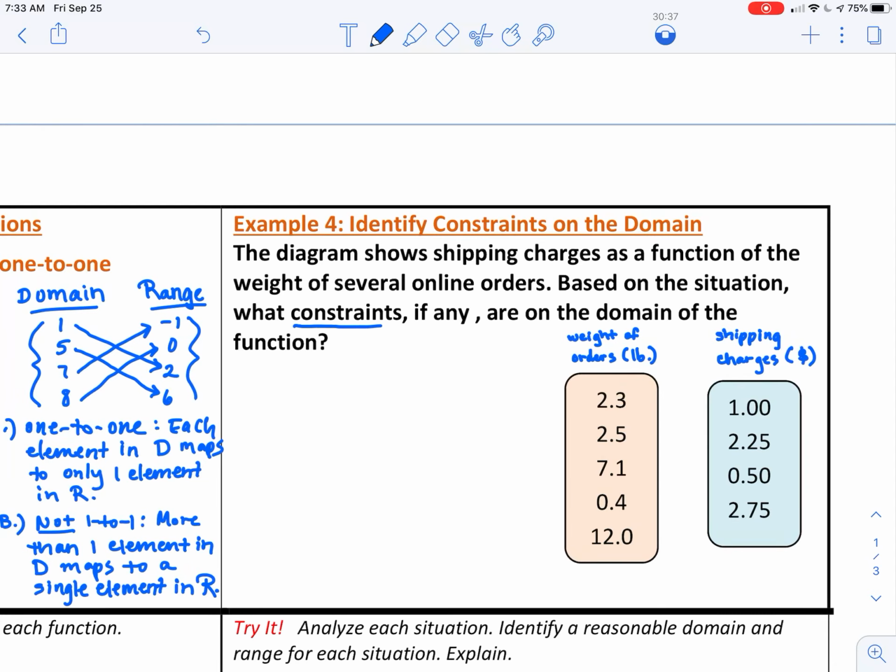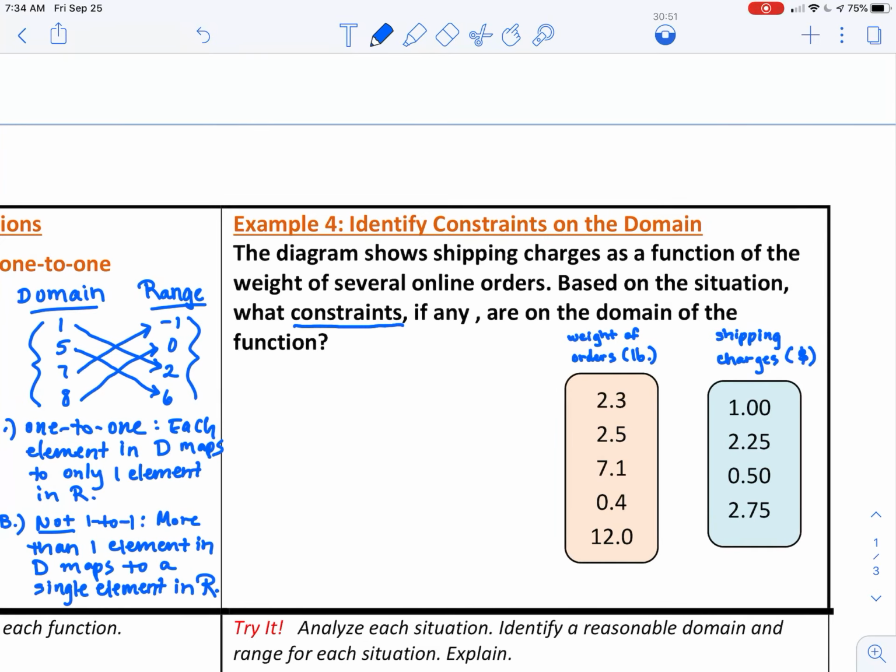Okay, constraints, that's a word we need to think about. What does a constraint mean? A constraint means limitation. So the question here is, are there any constraints on the domain or any limitations of what X could be? So when you're thinking about that function machine, what can X be?